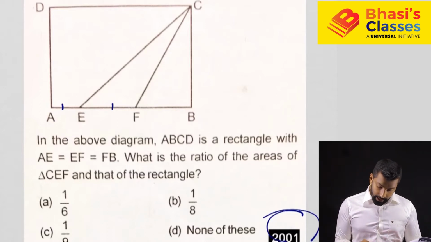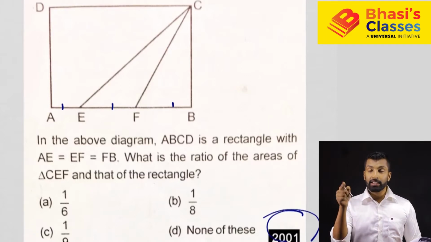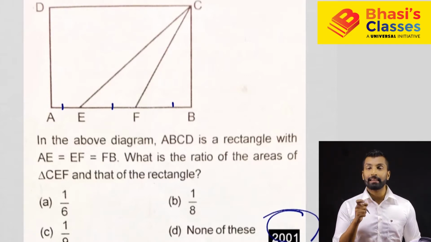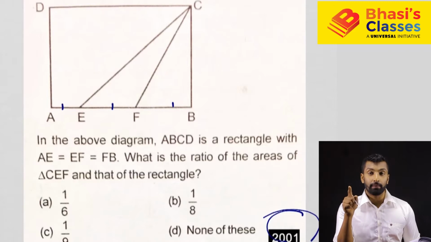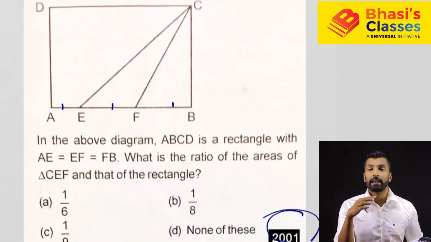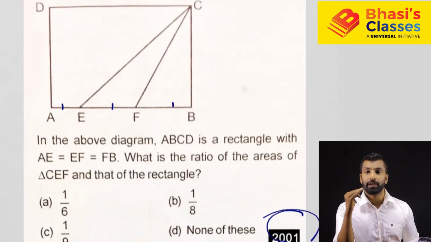What is given? These three are equal, right? AE and EF and FB are equal, and we need to find the ratio between the total rectangle and the triangle CEF, right? That ratio is what we need to find out. Now, if it is a question based on area, and I will tell you, area based questions are going to be very easy in geometry. If it comes, you should attempt it, and it is not based on any formula. You can just solve by using common sense, just by cutting the diagram. And most of the area based questions, you can cut the diagram and get the answer faster.